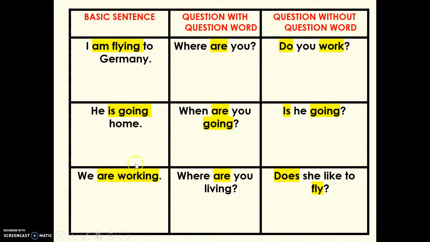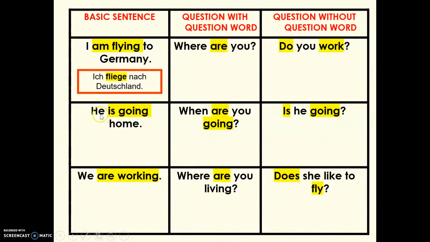In a basic sentence, the verb has to be second, and it has to be conjugated to agree with the subject. So here we have the basic sentence, I am flying to Germany. We can only have one verb, so we're going to get rid of the am and go with the verb that has the meaning, flying. Ich fliege nach Deutschland. The verb is in the second position and it's been conjugated to agree with the subject.